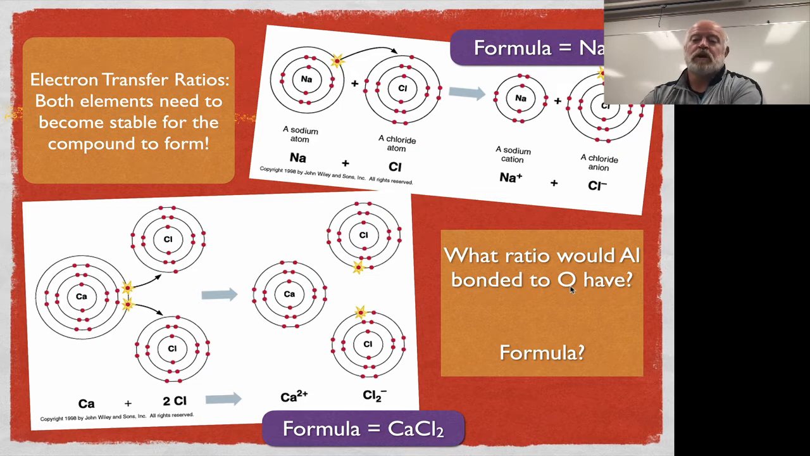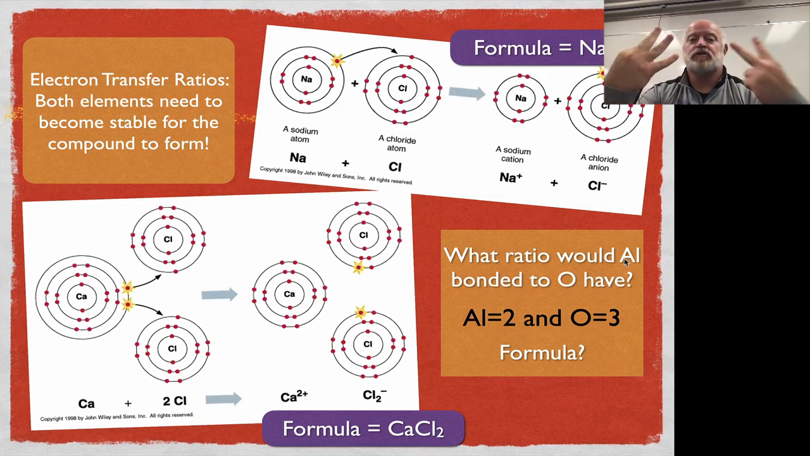Okay, so here we go. We know aluminum is a 3+, okay? We know oxygen is a 2-, okay? So as a result, aluminum has to give away 3 electrons, but oxygen is only going to gain 2 electrons, okay? Well, 3 and 2 don't line up.